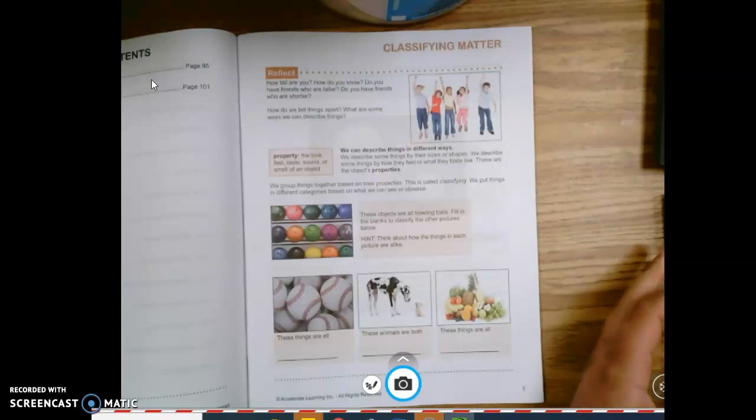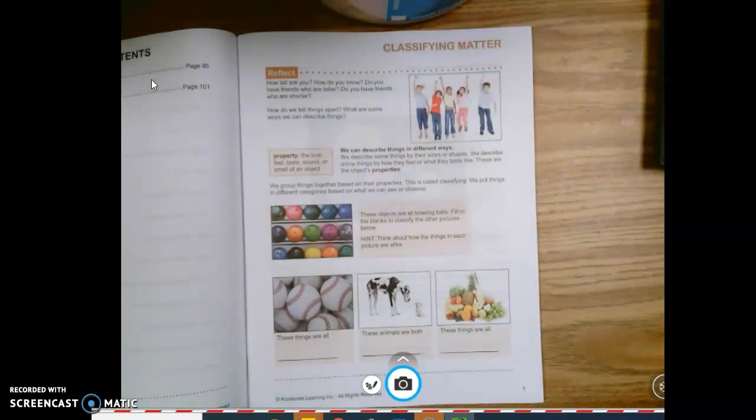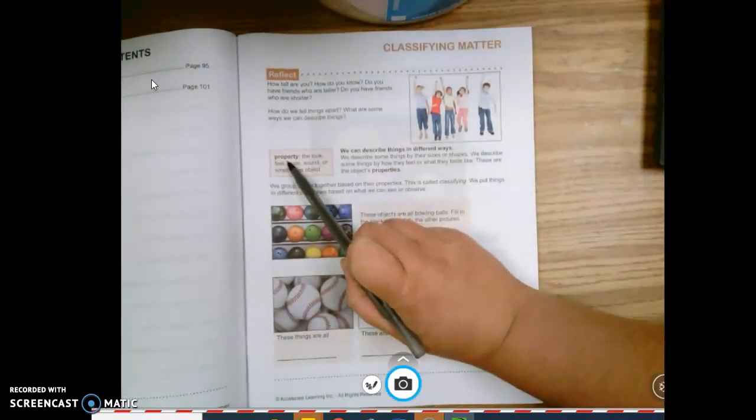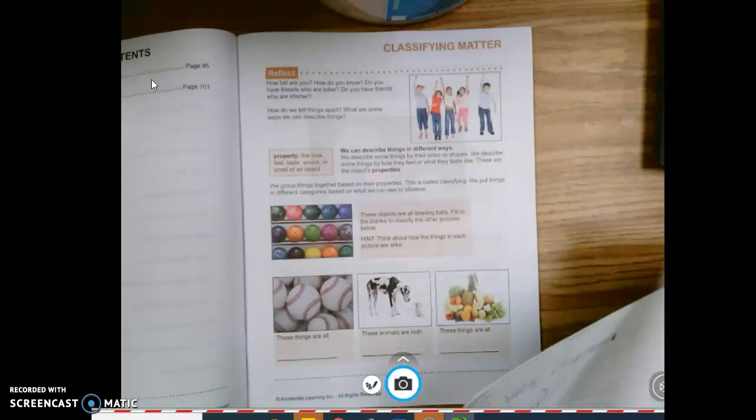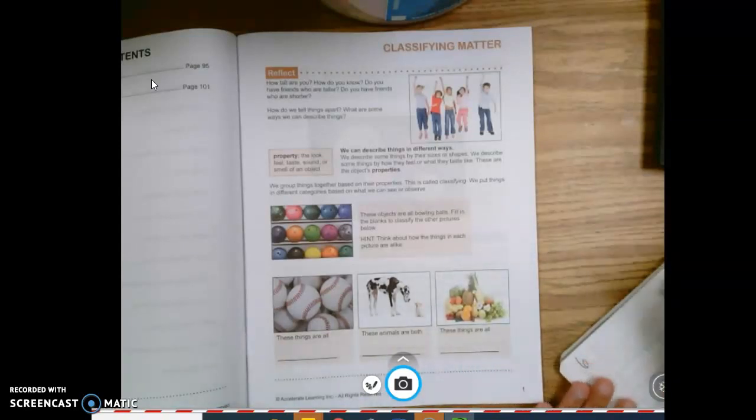So I have a fancy vocabulary word for you, and we're going to put it in our journal. The word is called property. Property. Can you say that with me? Property. And property is the look, feel, taste, sound, or smell of an object. And we talked about our 5 senses. So I'm going to write the word property in my science journal.